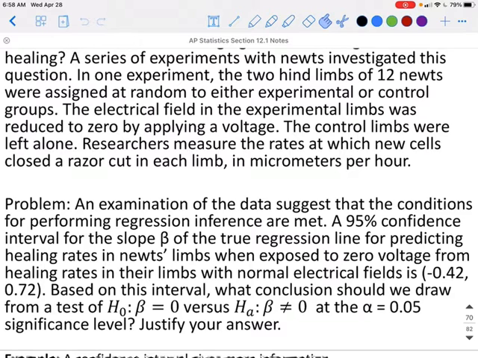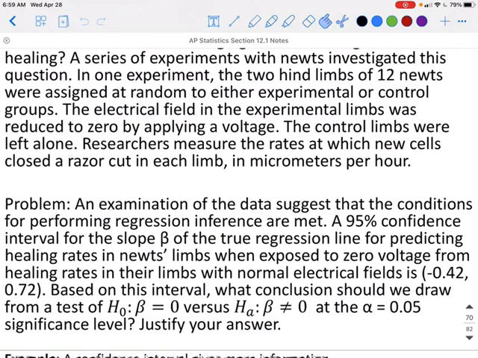An examination of the data suggests that the conditions for performing a regression inference are met. They've already checked all of those conditions. A 95% confidence interval for the slope beta of the true regression line for predicting healing rates in newts' limbs when exposed to 0 voltage from healing rates in their limbs with normal electrical fields is from negative 0.42 to 0.72. Based on this interval, what conclusion should we draw for a test of the null hypothesis beta equals 0 versus the alternative hypothesis beta does not equal 0 at a 0.05 significance level?